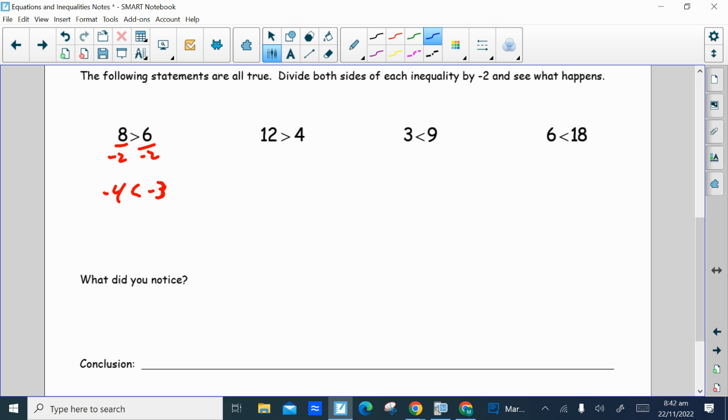Let's see what happens for the next example. Again, the number on the left is larger than the number on the right. 12 is greater than 4. If we divide both sides by negative 2, 12 divided by negative 2 is negative 6. 4 divided by negative 2 is negative 2. The number on the right is larger than the number on the left. The inequality reversed when we divided both sides by a negative value.